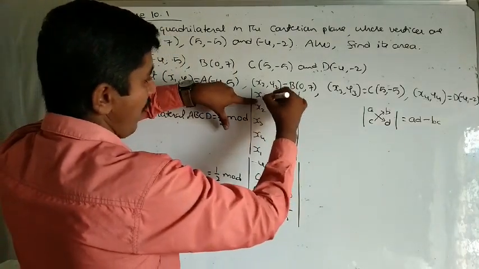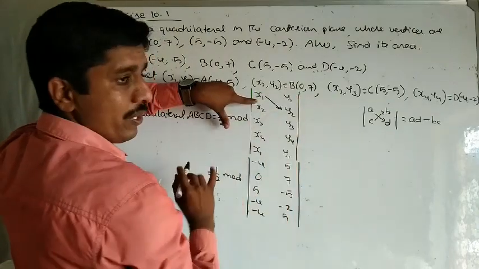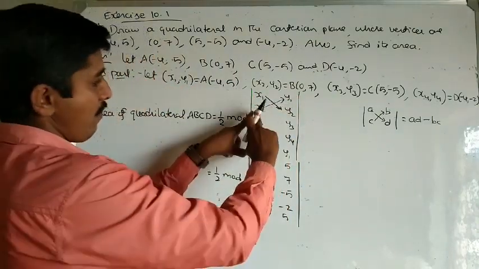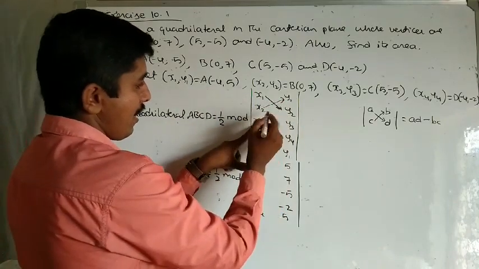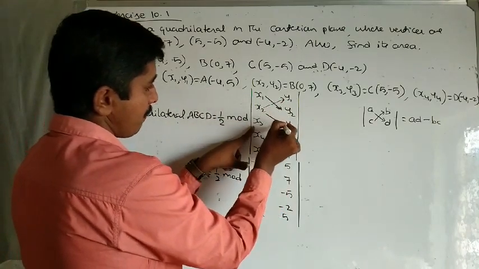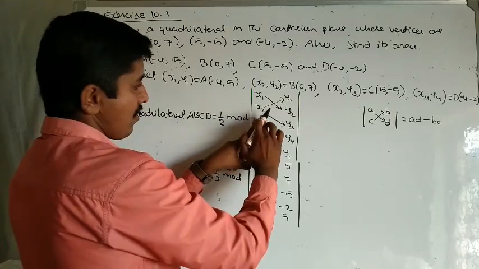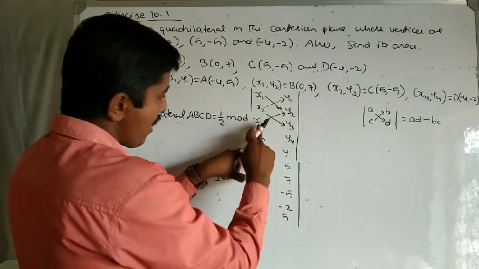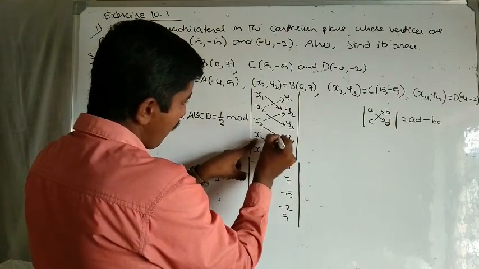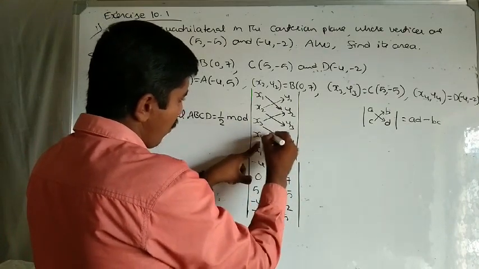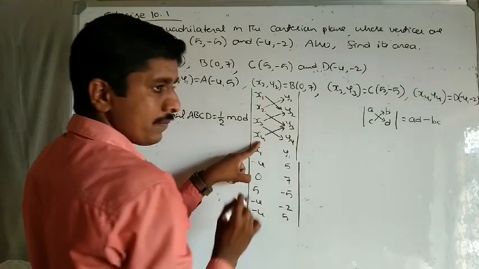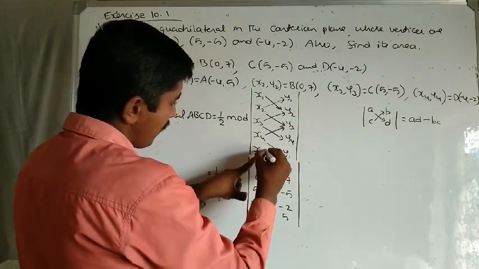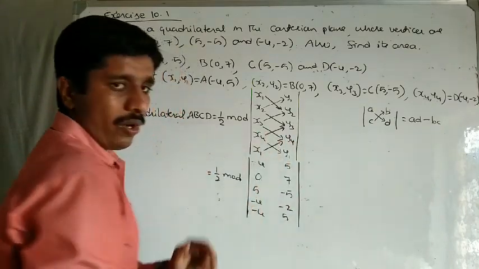Here x1 into y2, from left top to right bottom. Next x2 into y1. Similarly, here x2 into y3, next x3 into y2. Similarly, x3 into y4, x4 into y3. Similarly, x4 into y1, x1 into y4. Got it.